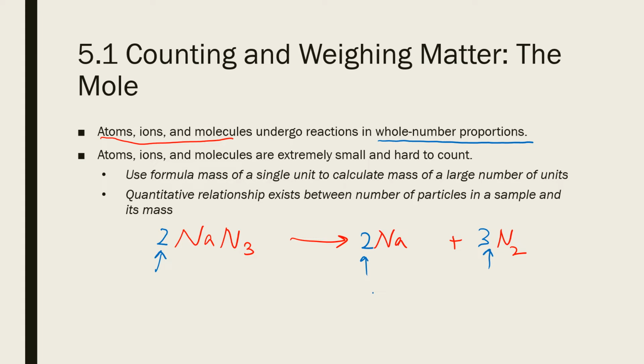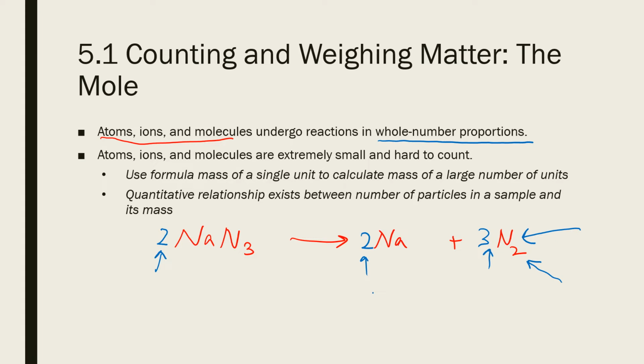Engineers rely on this concept to calculate the amount of gas that will be produced in a chemical reaction, such that it inflates the airbag properly. In other words, the amount of nitrogen gas produced in this reaction is critical so that the airbags do not underinflate or overinflate.